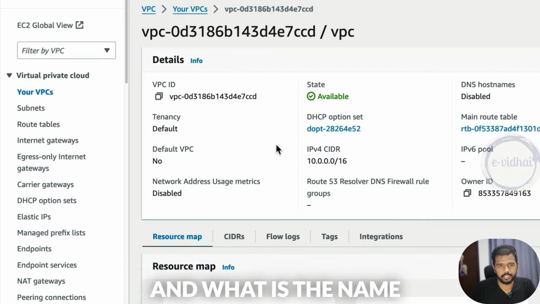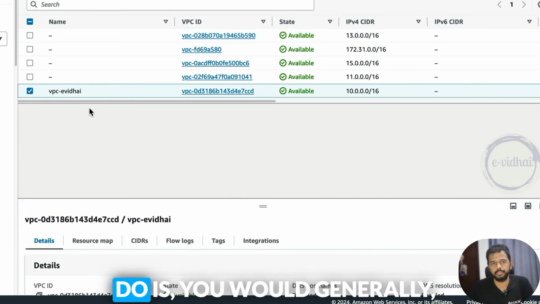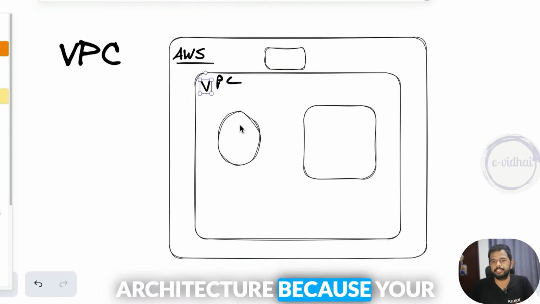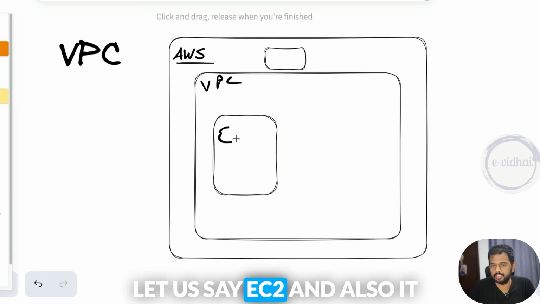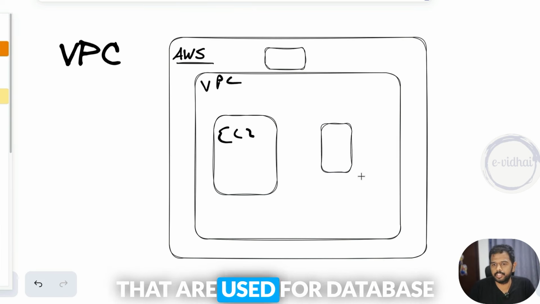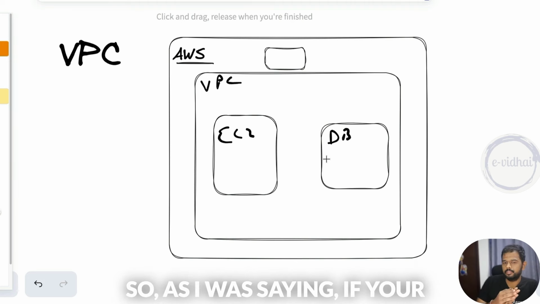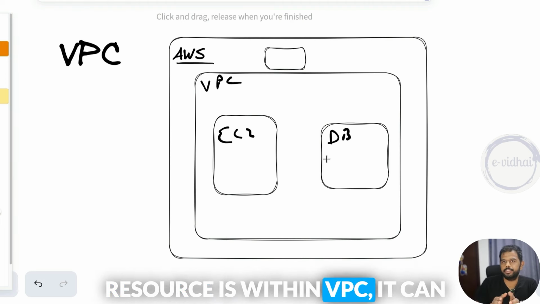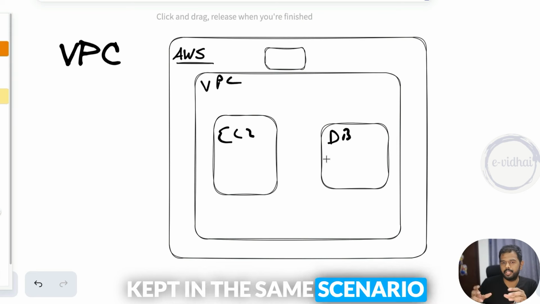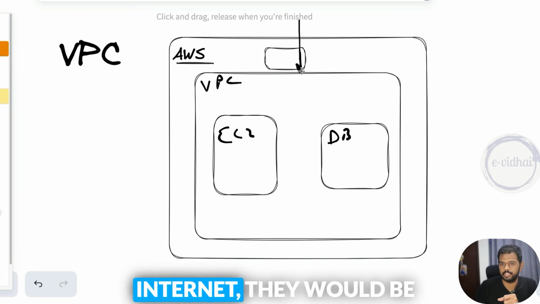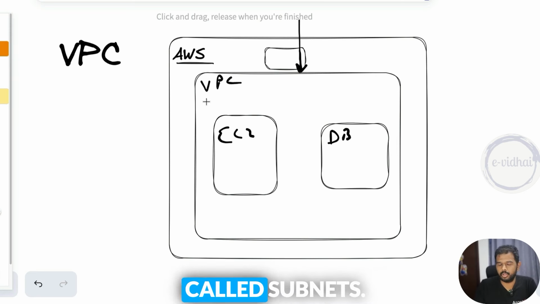The VPC has been created, and the name we gave for the VPC is VPC. Next, we want to split our architecture, because it would generally consist of web servers, which would be public facing, let's say EC2, and also servers used for databases, which you don't want to expose to the outside internet. As I was saying, if your resources are within a VPC, they can communicate with each other. But if both are kept in the same scenario, and someone can access your VPC from the outside internet, they would end up getting access to both, right? So to overcome that, you have something called subnets.